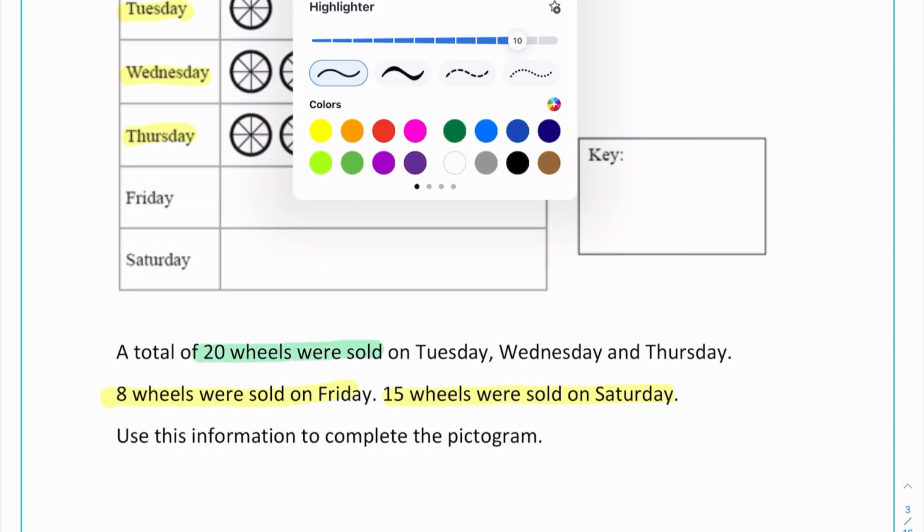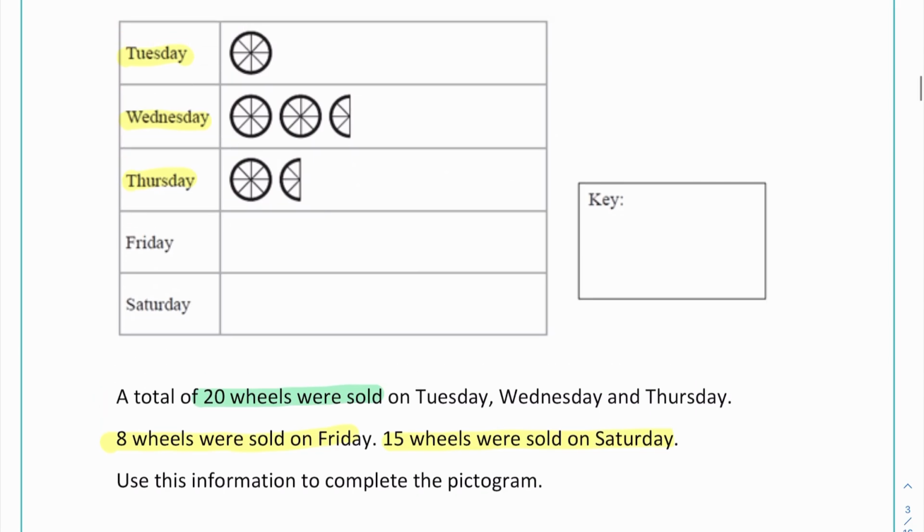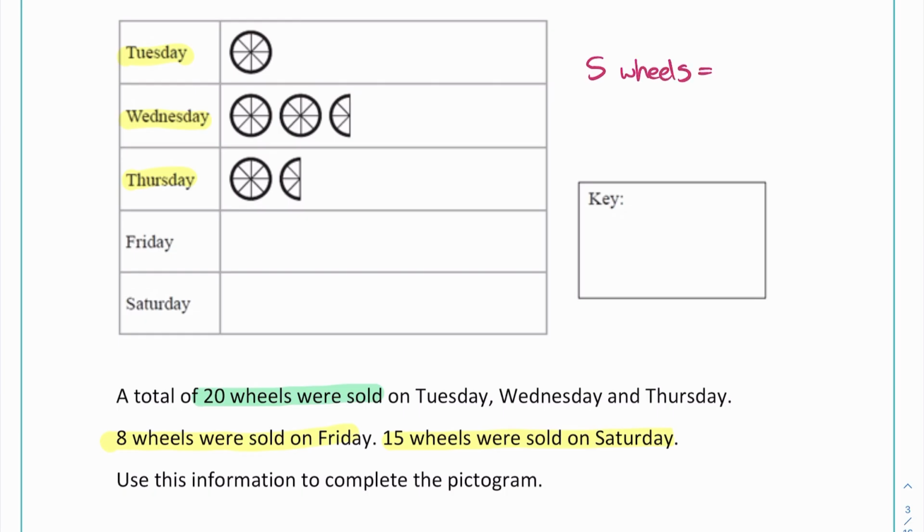So when we're creating our pictogram here, we want to think about creating a key. We've got a blank box for the key there. So let's think about how many wheels we have here. We've got 1 wheel here, then I'm going to do this cumulatively. So 2, 3, I'm going to count this whole one down here, 4, and then these 2 would make 5 wheels. So in total, we've got 5 wheels equals 20 actual wheels. I should draw this picture instead. So 5 of those equals 20 wheels.